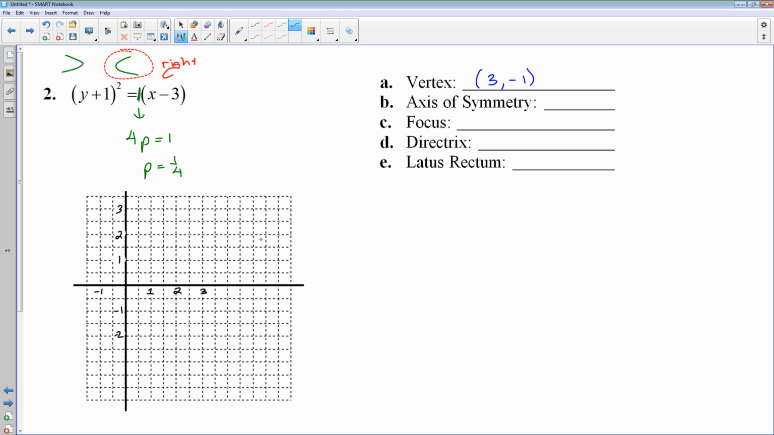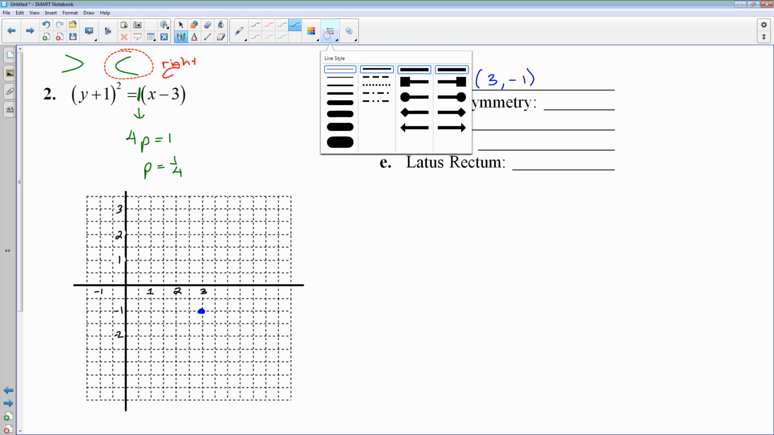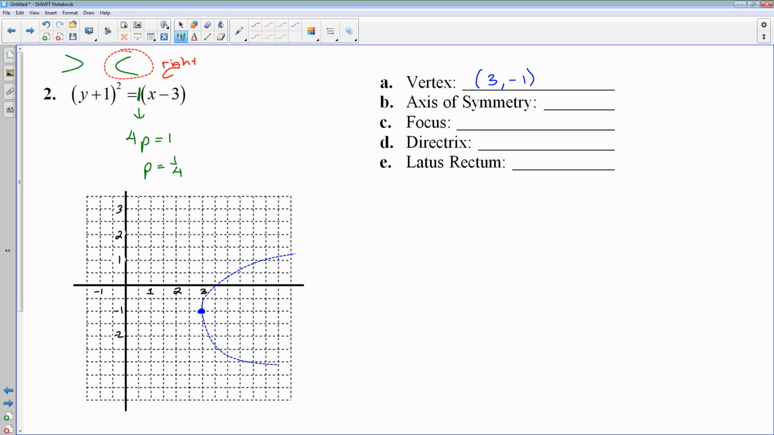And I'm going to start by plotting my vertex, 3, negative 1, which is right here. Remember, I'm counting by 2's. And then this parabola opens to the right. So I'm going to sketch a very rough graph of a parabola that opens to the right. Something like that. I'm going to erase that in a minute, but I'm going to stick with that just so I can kind of help myself out some.